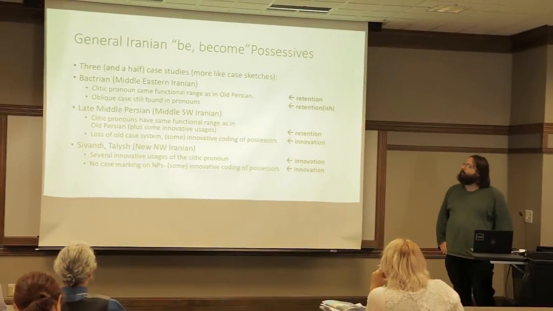So there is a lot of necessary innovation in lexical noun phrases, where the clitic pronouns are retained and keep most of their functions. Finally, in many modern Northwest Iranian languages, the clitic pronouns have shifted their position from second position in the clause to closer to the verb, and have innovated a lot of functions that were missing in the earlier languages. And all of these affect the possessive constructions. So, some quick case studies, three, well, 3.5.